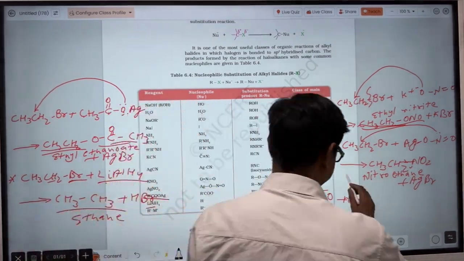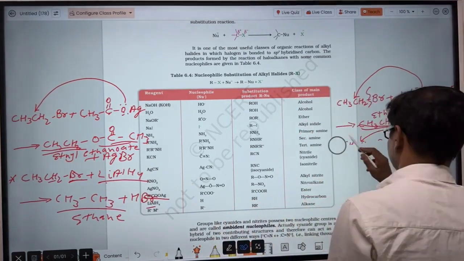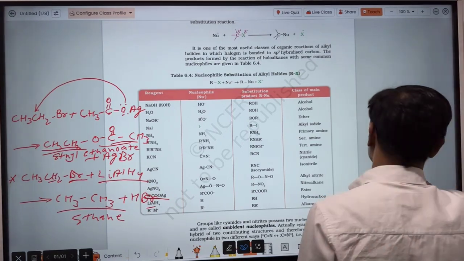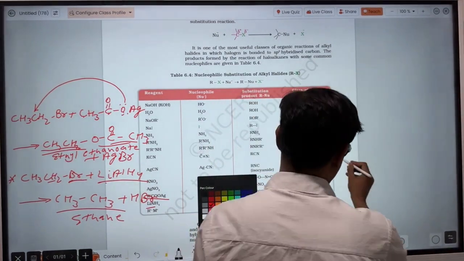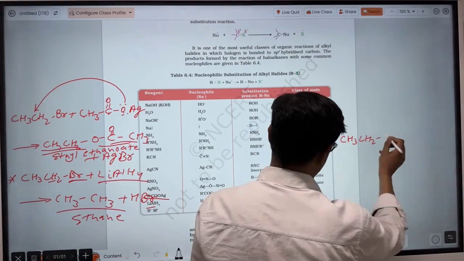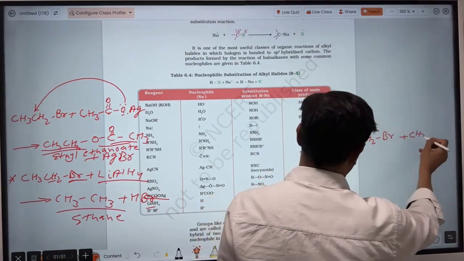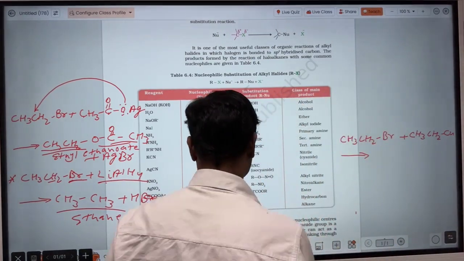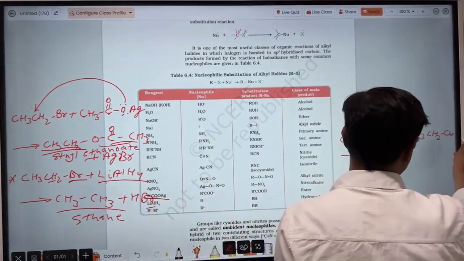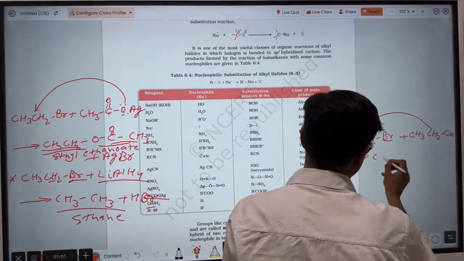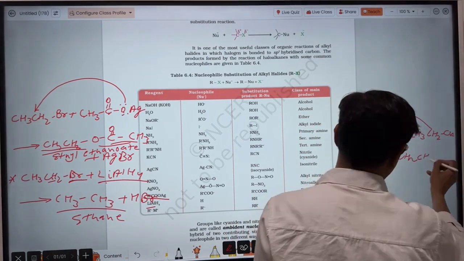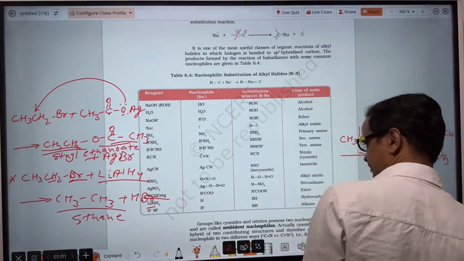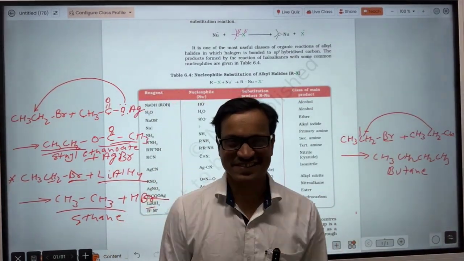Last one. Suppose this compound. So what happened here? The bromine will combine with this copper. This will get bonded. So again the compound becomes butane. So those were the reactions.